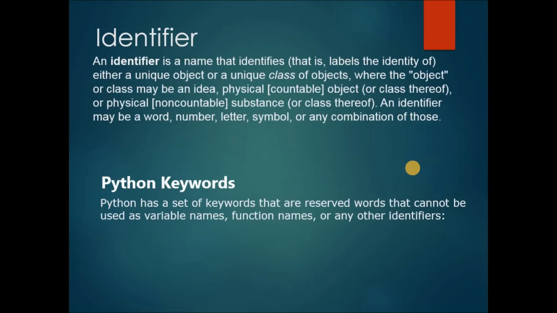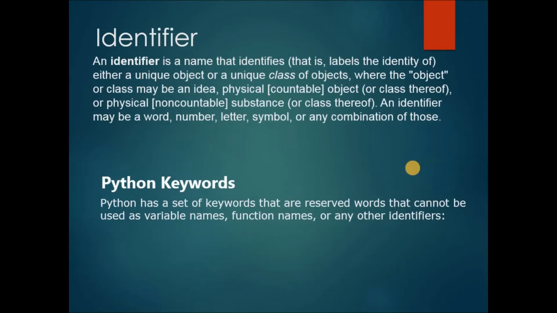An identifier is a name that identifies either a unique object or a unique class of objects, where the object or class may be an idea, or a physical or non-physical substance. An identifier may be a word, number, letter, symbol, or any combination of those. Suppose you have to take a variable name in the program. You can take the variable name as an example of an identifier.